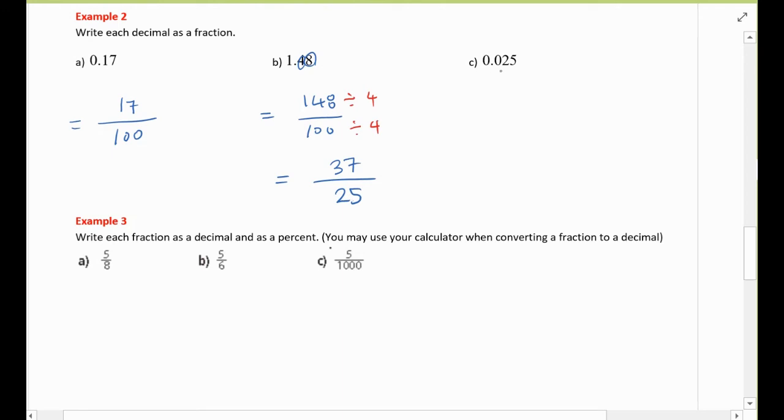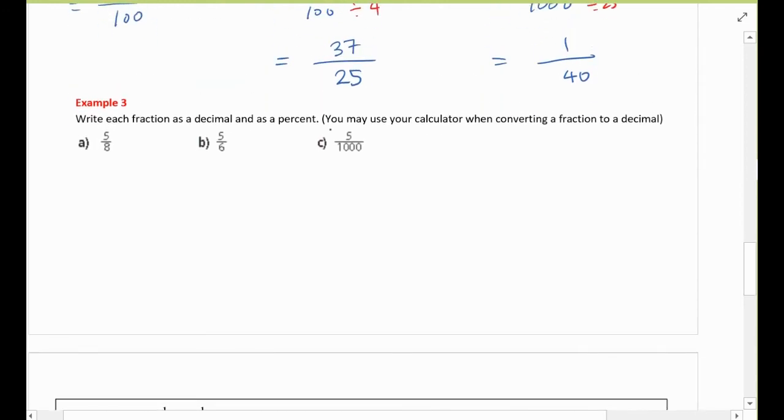Okay, next you have 1, 2, 3 decimal places. That's 1,025, and you're going to divide both numbers by 25. And that is 1 over 40. All right.